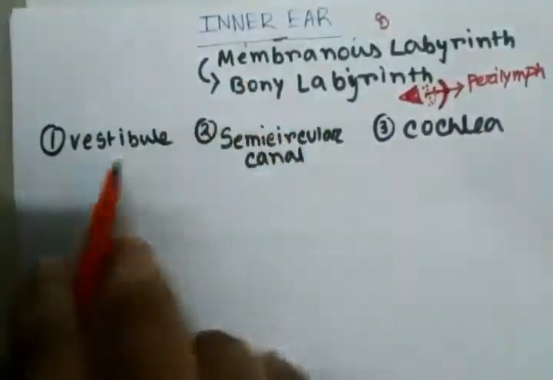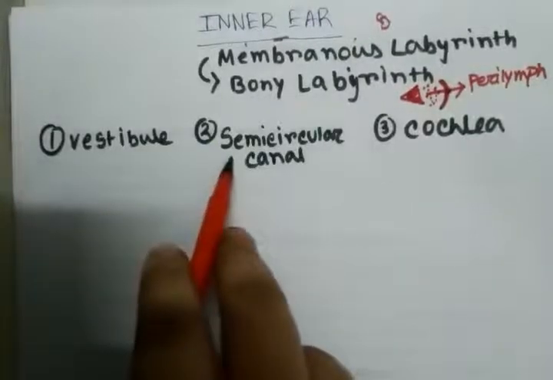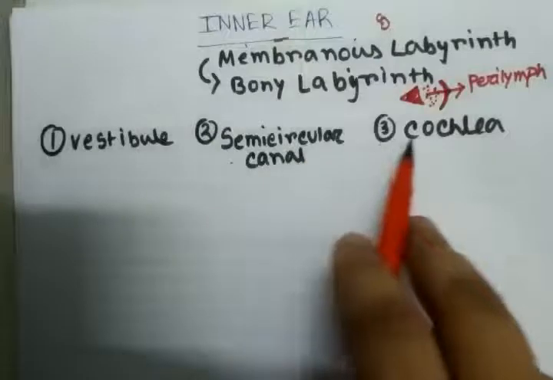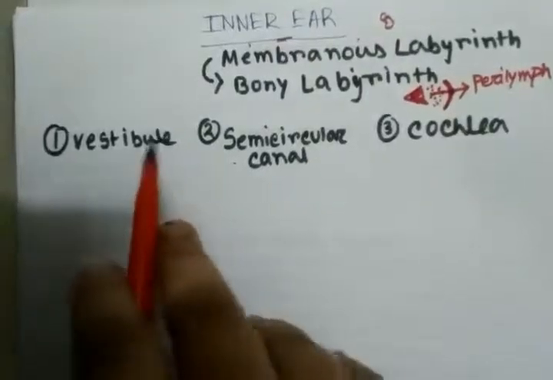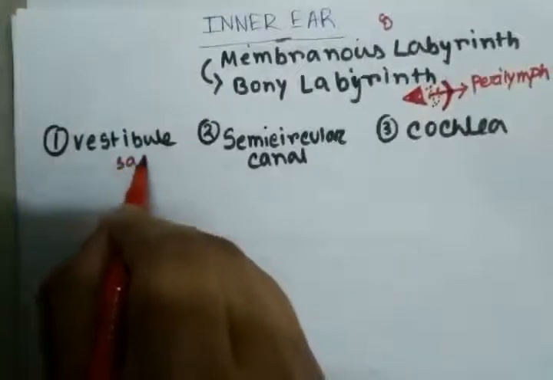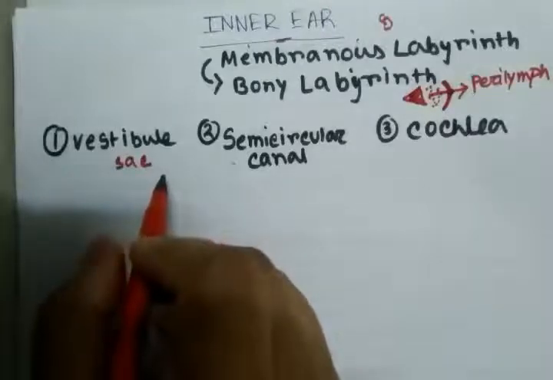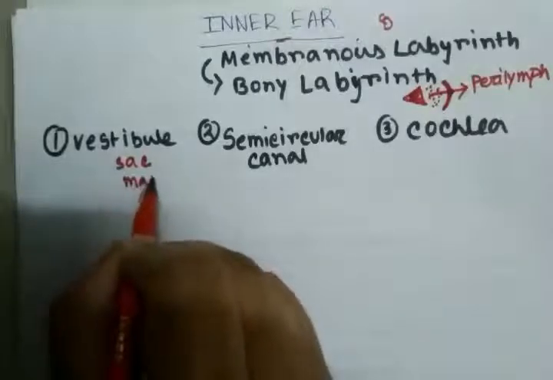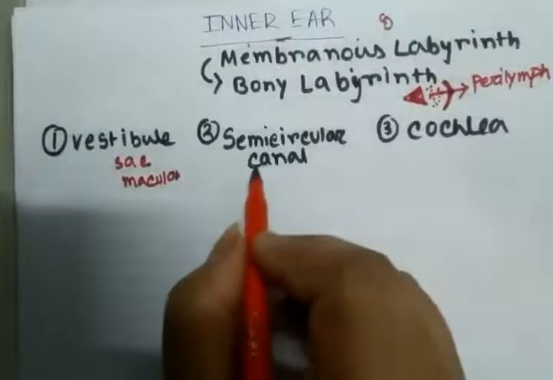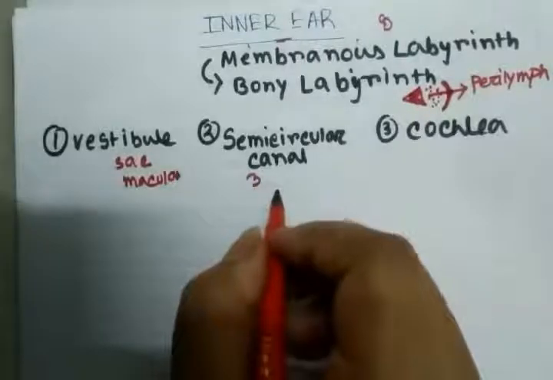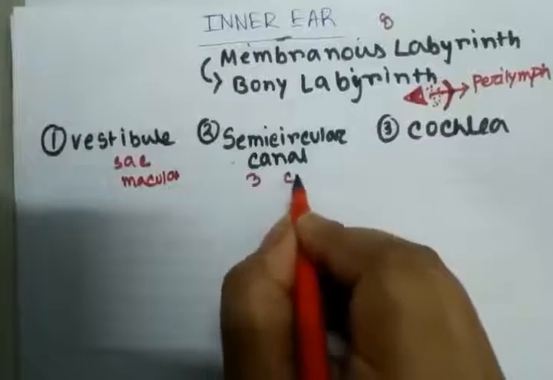This membranous labyrinth is made up of three parts. The first part is the vestibule, the second part is the semicircular canal, and the third part is the cochlea. The vestibule is a sac-like structure, and in the vestibule there is a sensory structure called macula. Each ear has three semicircular canals, and they also have a sensory structure which is known as crista.